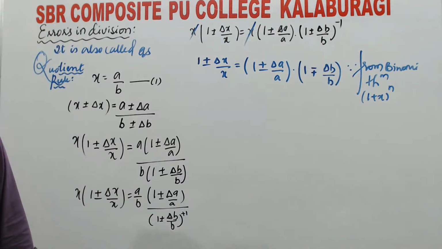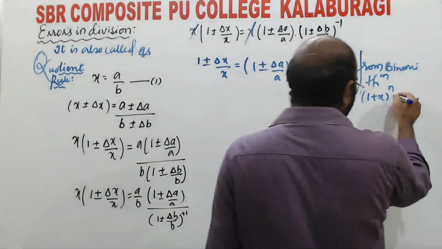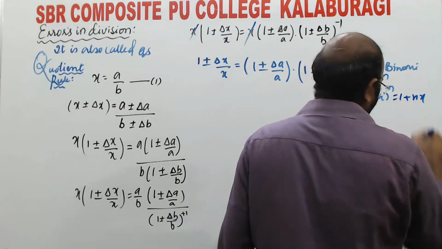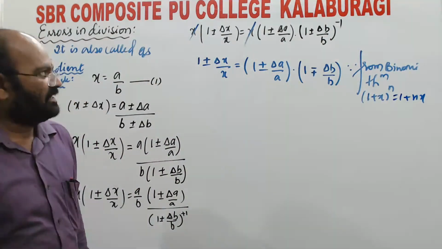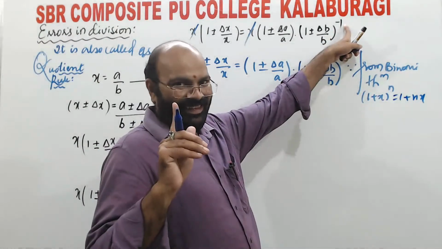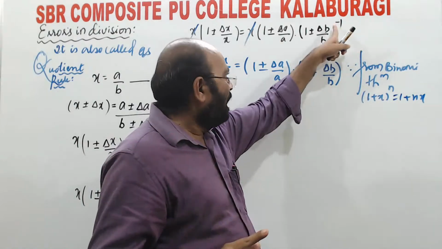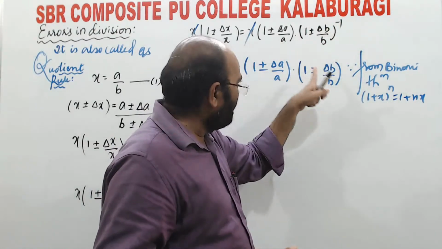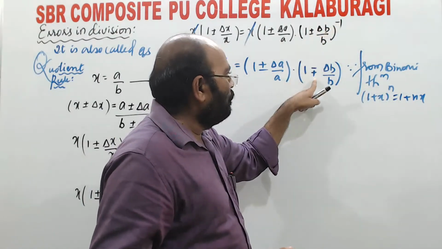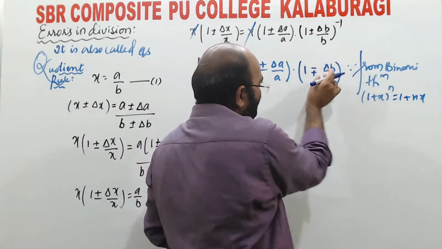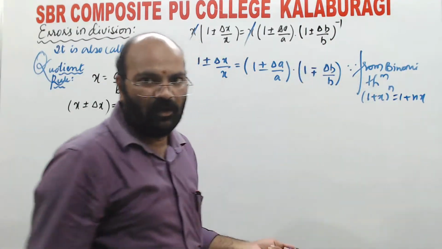And that is equal to 1 plus n of x. N is how much? N is equal to 1. And what is the sign you have? Minus. Then this sign will be multiplied over here. This we call as x, and there is n power, which is -1. That's all.